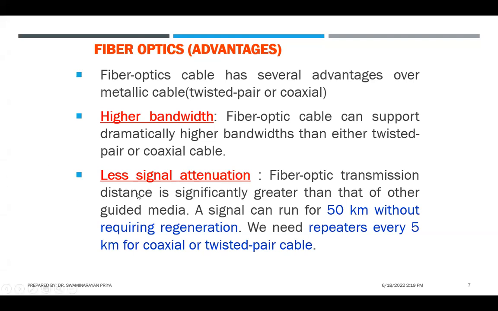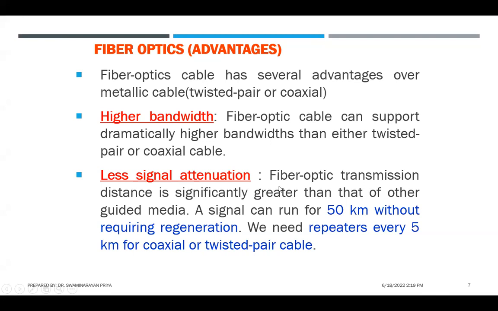Now the second advantage is less signal attenuation. Attenuation means a loss of energy. So when the signal travels, the signal becomes weak, and we need to increase the strength of that weaker signal. For that, we can use either an amplifier or a repeater. If we are using digital communication, then a repeater is used for amplification. And if we are transmitting data in the form of an analog signal, then an amplifier is used for increasing the strength of that signal.